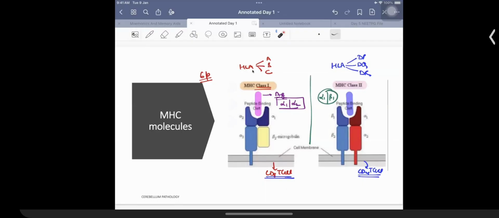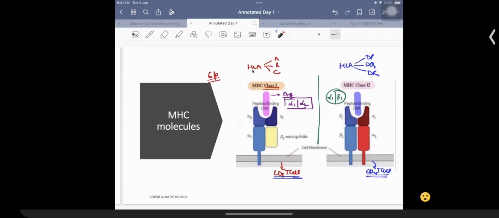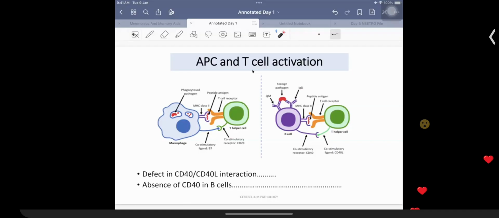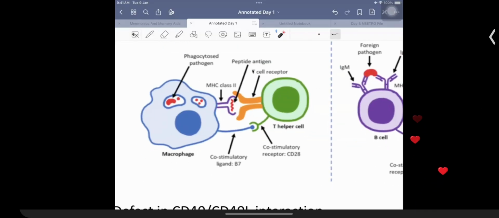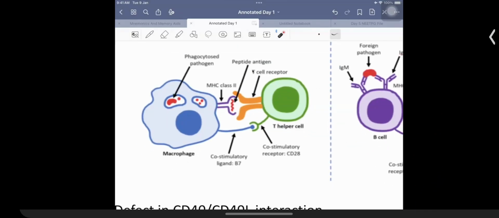Coming back to the discussion, this is what we need to be familiar with regarding MHC. Now we are talking about APC and T cell activation. This is exactly what is going to happen. I want you to focus on this kind of interaction that is going to take place. This is called the primary interaction, between the MHC molecule, the antigen over here, and the T cell receptor. But this gives only signal one. This is only the first signal. You also require a second signal.